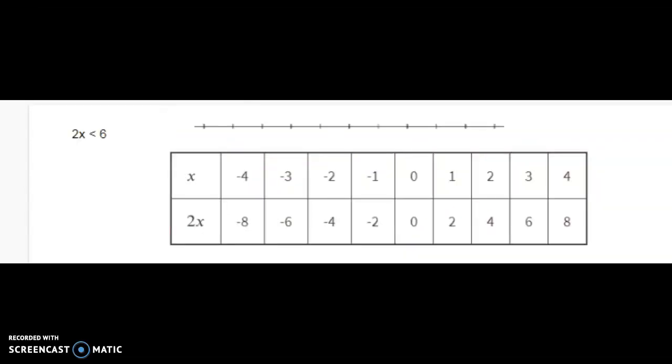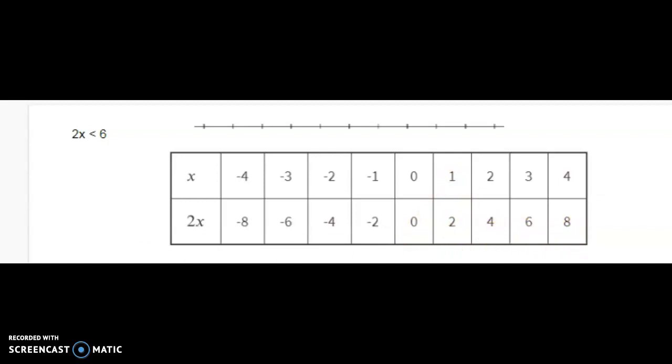Hopefully your table looks something like this. So when x is -4, 2 times x would be -8. When x is -3, 2 times -3 would be -6, and so on, all the way down the row. When x is -2, 2 times x is -4. When x is -1, 2 times x is -2. When x is 0, 2 times x would be 0, and so on.